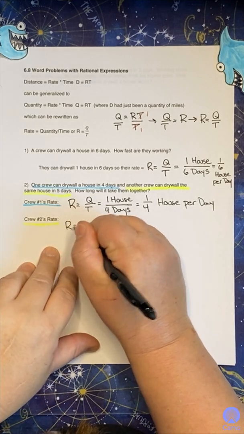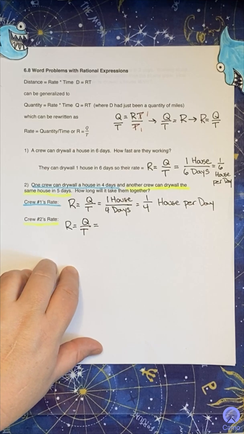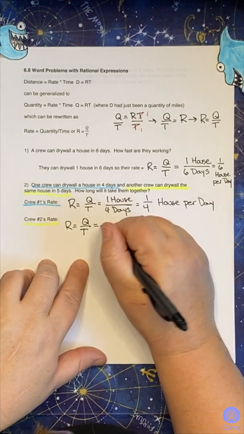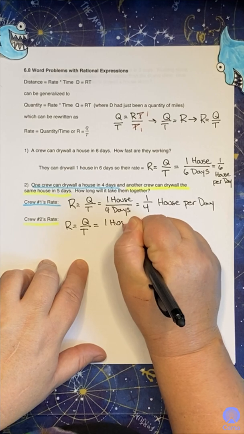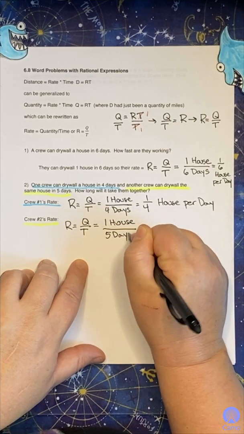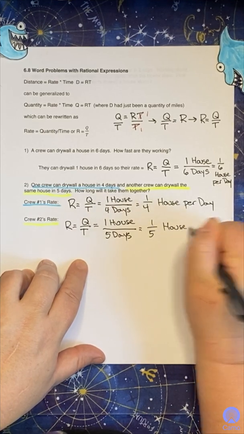We've got rate equals quantity over time. And if you're thinking to yourself, wow, why are they making me write this formula over and over again? It's almost like they're trying to trick me into learning it. Okay, one house takes 5 days, so it's 1/5 of a house per day.